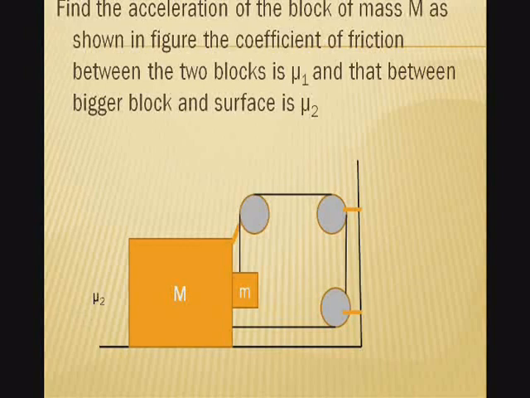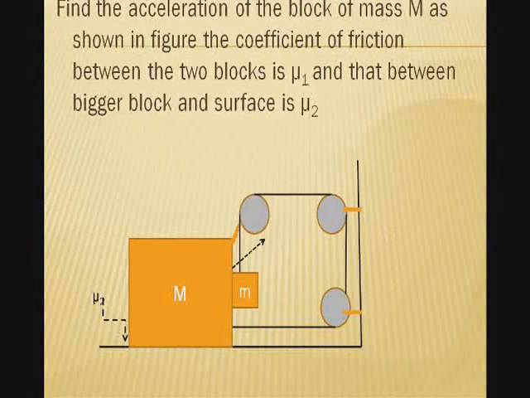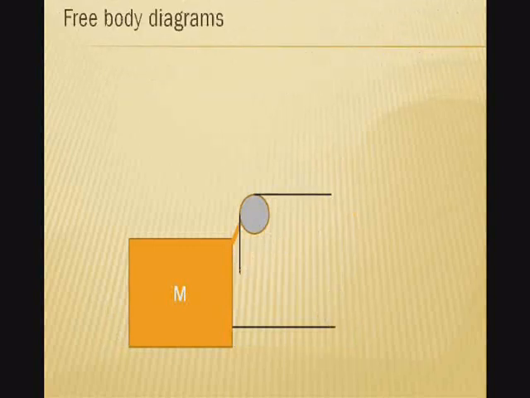So mu2 is the coefficient of friction acting between the block and the floor, while mu1 is the coefficient of friction between the blocks. So first we will see the free body diagram of both the blocks.